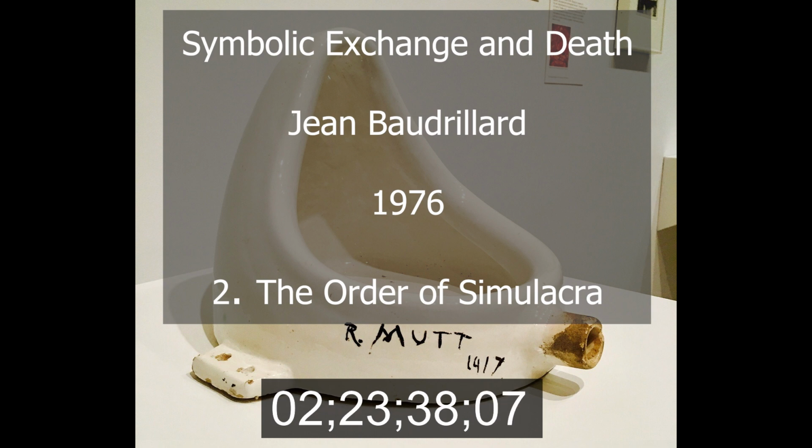Page 87. Next section: 3. Fashion, or the enchanting spectacle of the code.